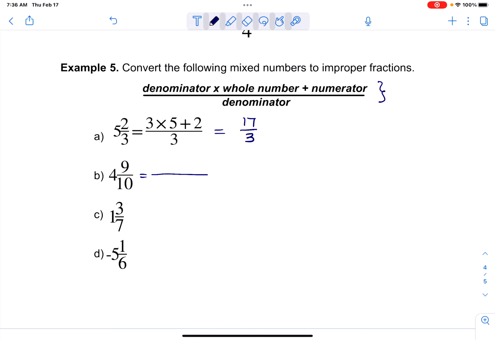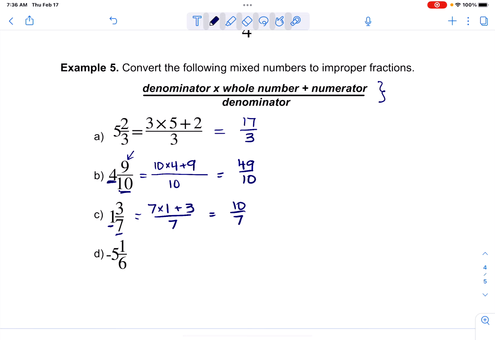This one over here, 10 times 4 is 40, and then I have to add the 9. So 10 times 4 plus 9, and it's still in parts of tenths. So that's going to be 49 tenths. This one here, 7 parts times 1 whole, so 7 times 1 plus the extra 3 means that we have 10 sevenths. So 10 of those 7th pieces.